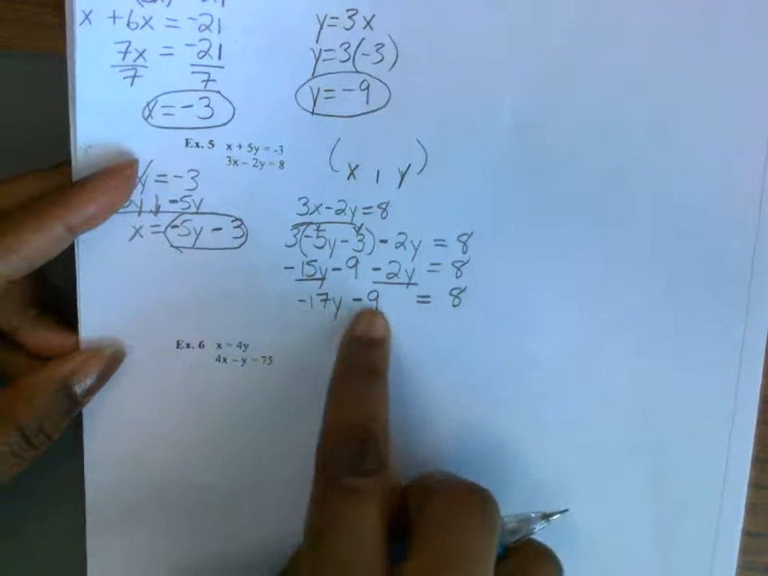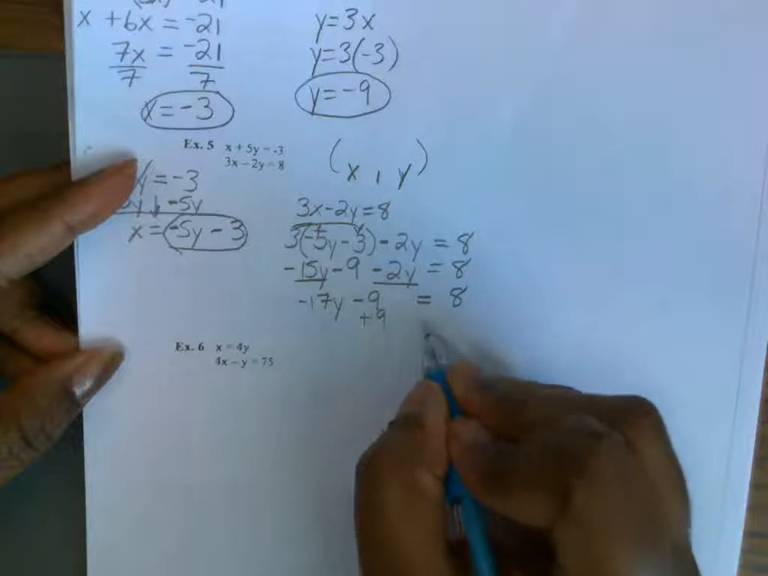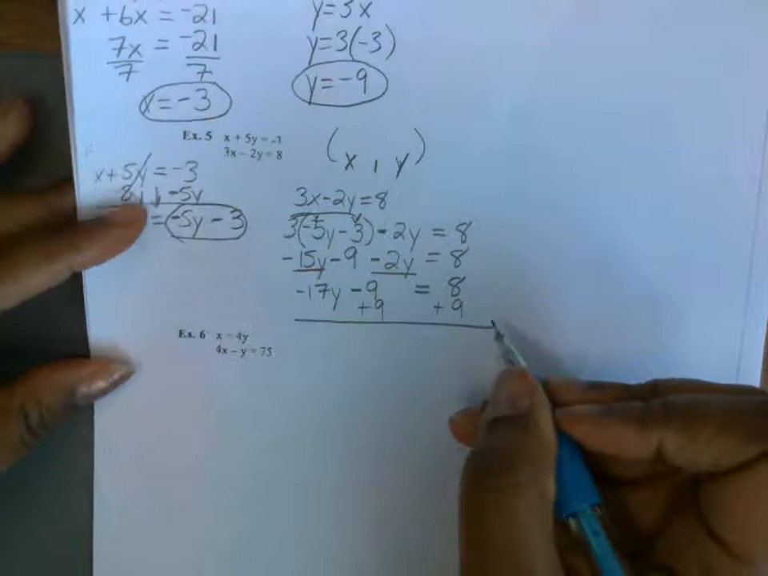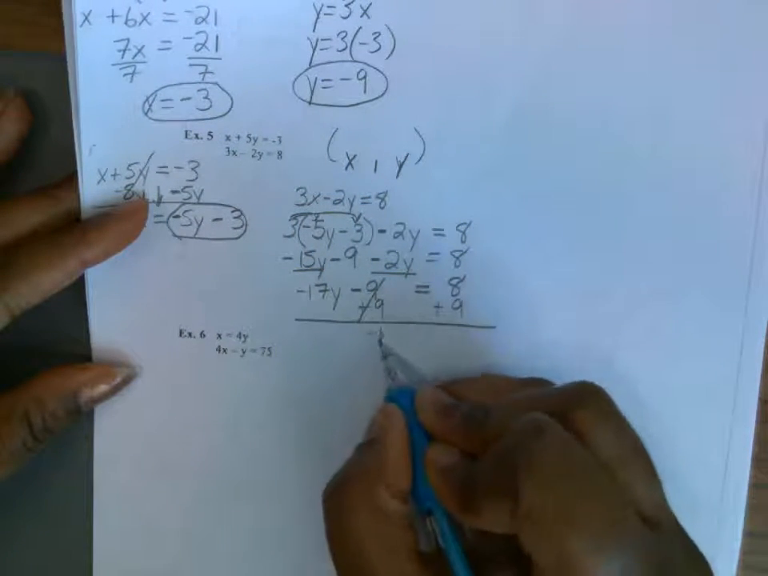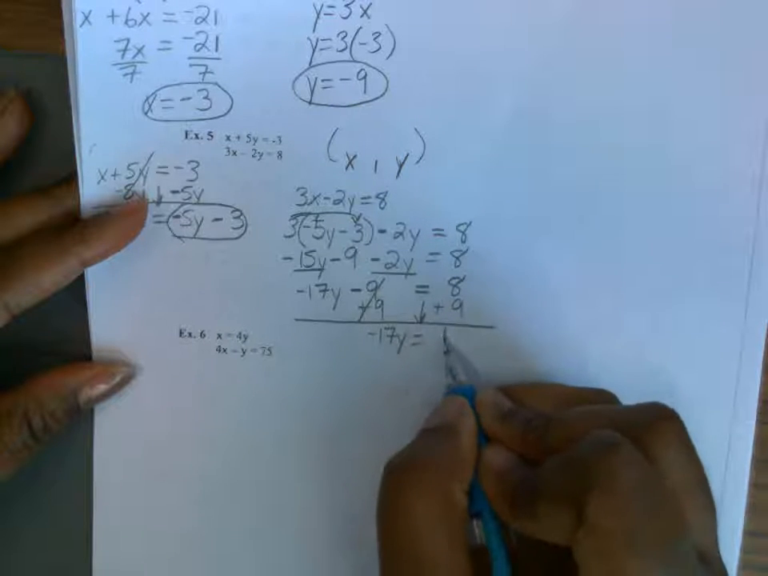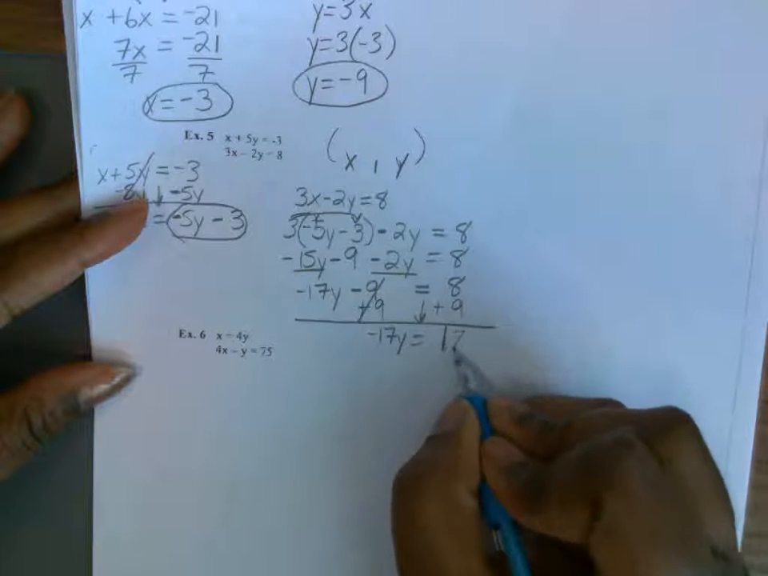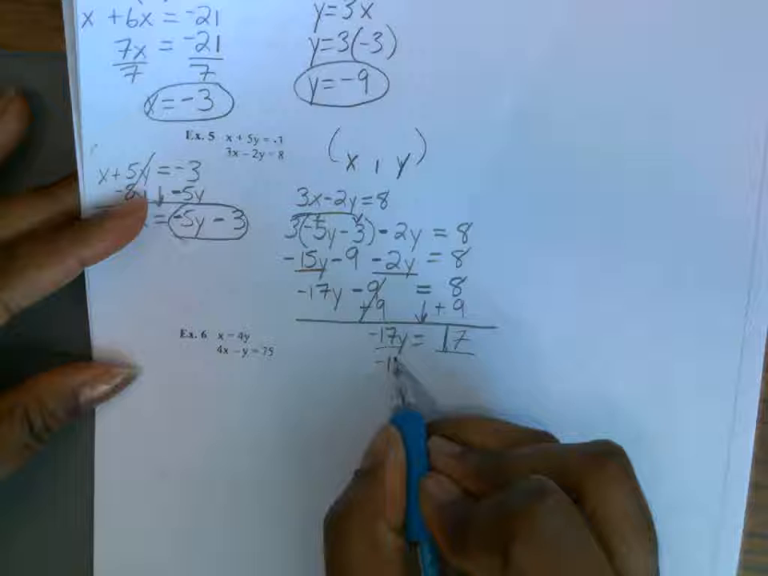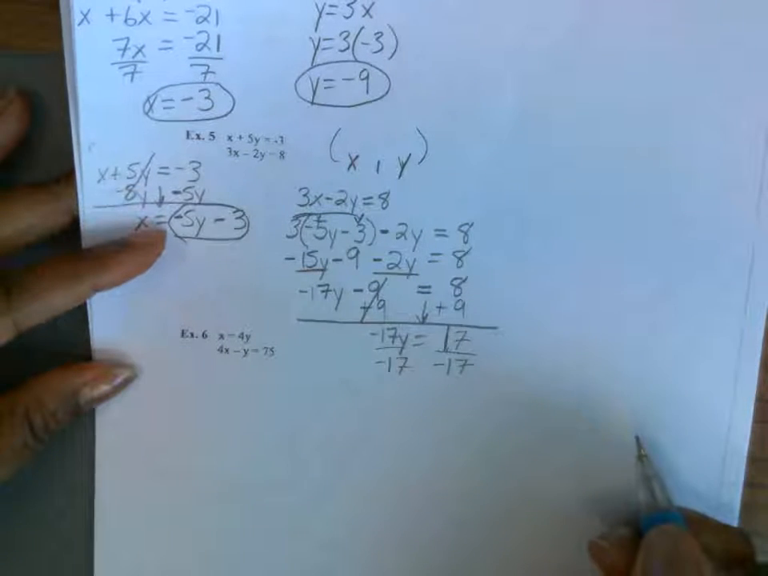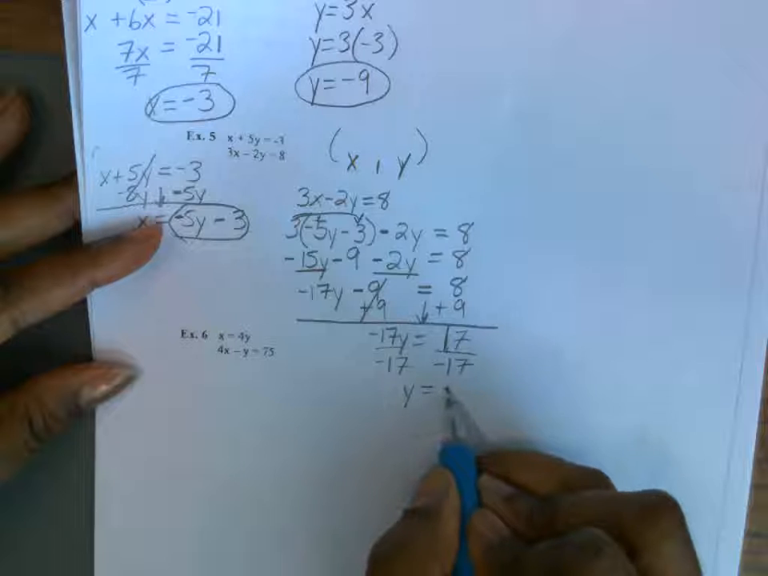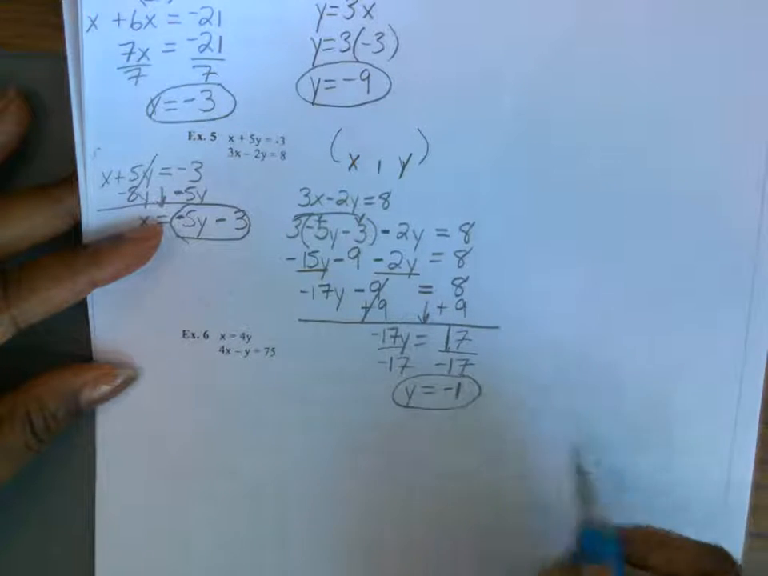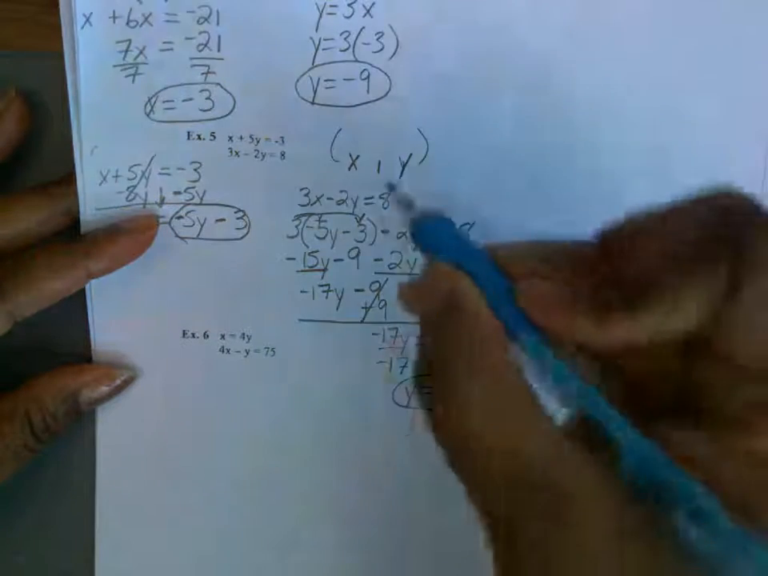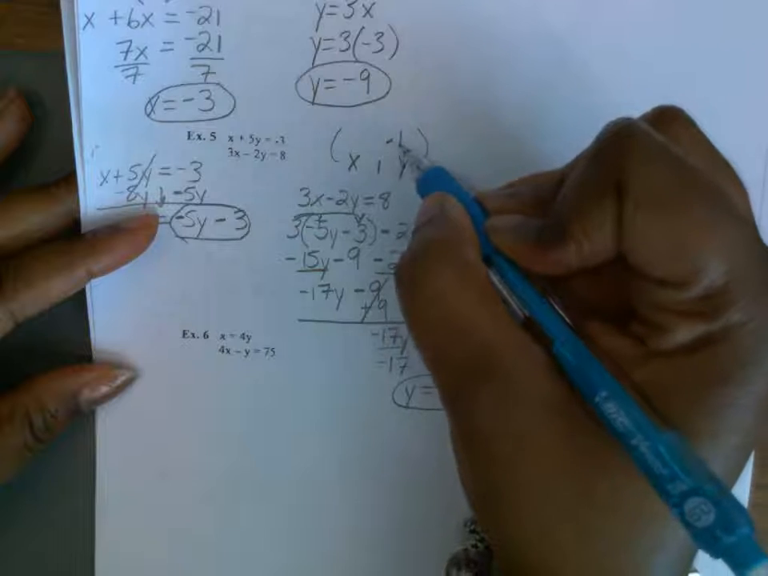Now to get y by itself, you have to move this negative 9 first. So we're going to add 9 to both sides. Sorry, y'all. Excuse me. This is gone, and I'm left with negative 17y is equal to a positive 17. Okay. To get y by itself, I'm going to divide both sides by negative 17. This gives me y is equal to a negative 1. So my y coordinate is negative 1.